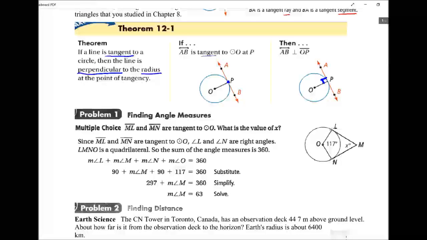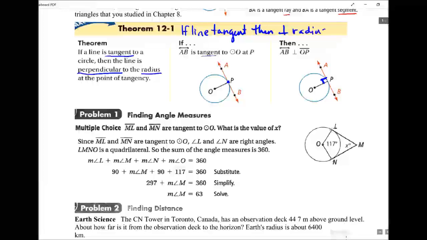Now none of our theorems are named here, so let's write them out short. If a line is tangent, then it's perpendicular to the radius. All right, well, what does that help us do? Let's look at our first example.